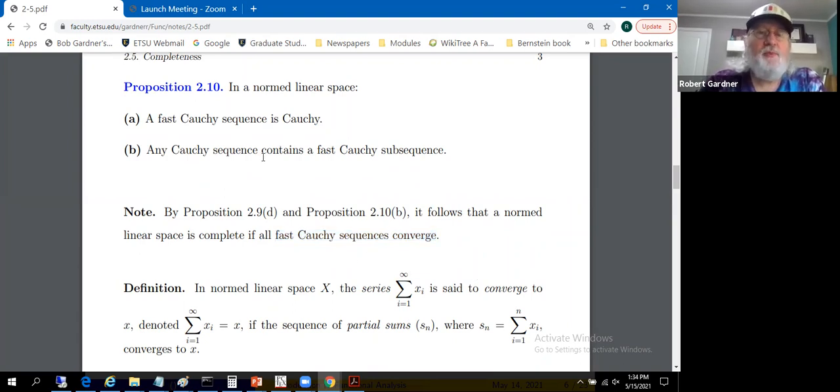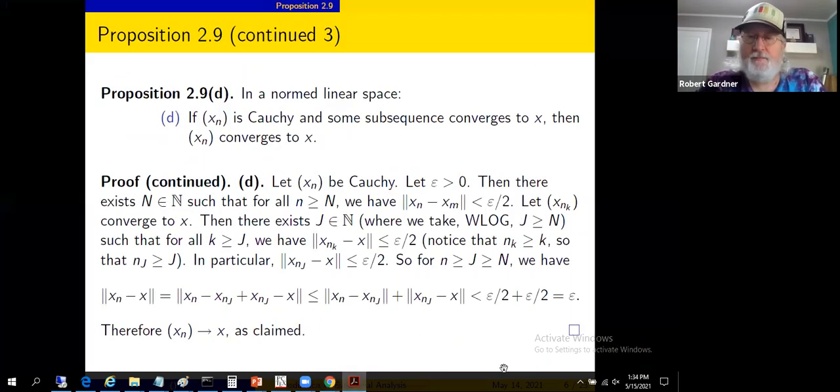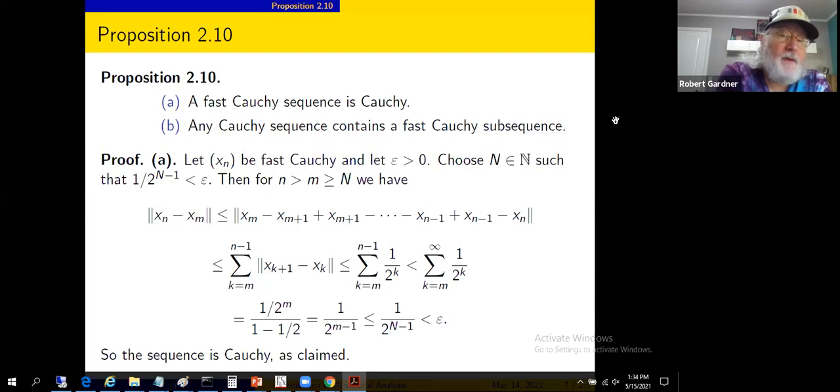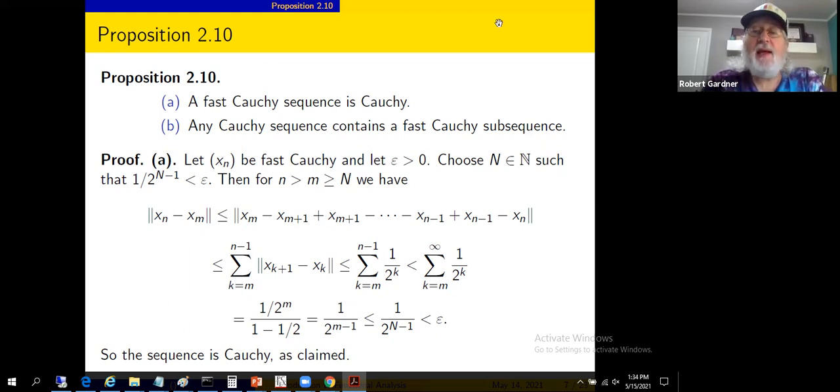All right, let's go through the proof of Proposition 2.10. First, a fast Cauchy sequence is Cauchy. Okay, part A. Let x sub n be a fast Cauchy sequence, and let epsilon be greater than 0. We want to show regular old Cauchyness. That is, we want to show the norm of x sub n minus x sub m is less than epsilon. So it looks like it's going to work.